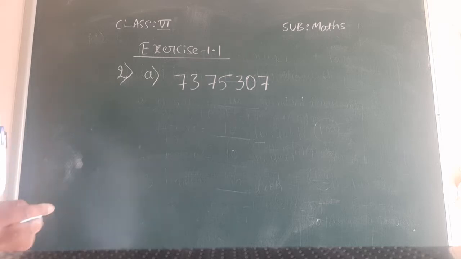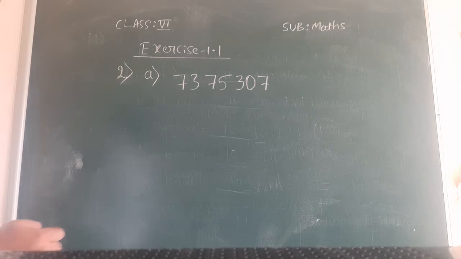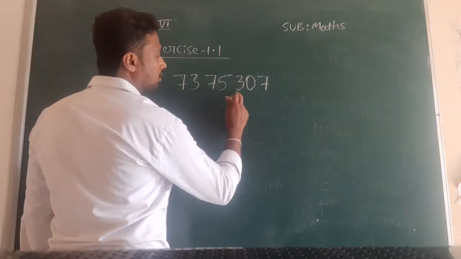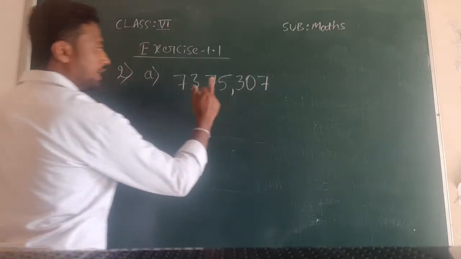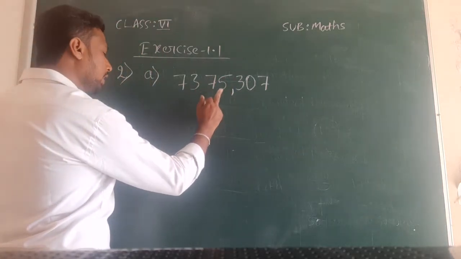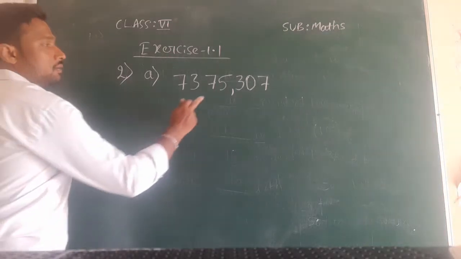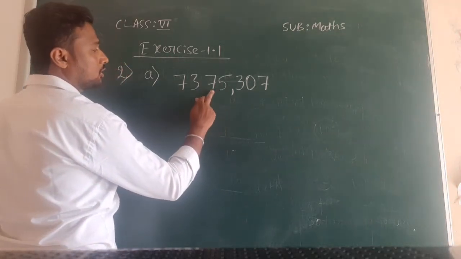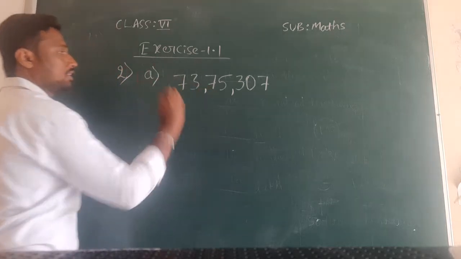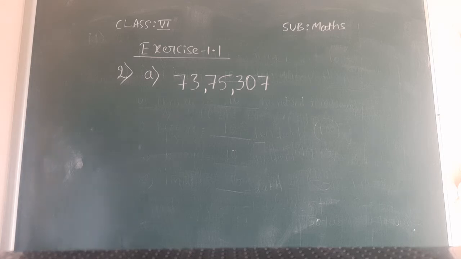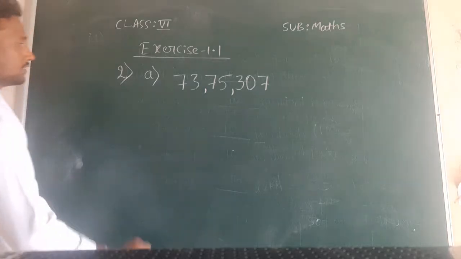How will you use them? To indicate thousand and lakhs value. Here, after the ones place, tens place, hundreds place, next is the thousands place. To indicate this thousands place we will use a comma. Next, after the thousands place, the 10,000s place. Next we have the lakhs place. To indicate this lakhs place we will use a comma. So 73 lakhs 75,307. This is the answer.